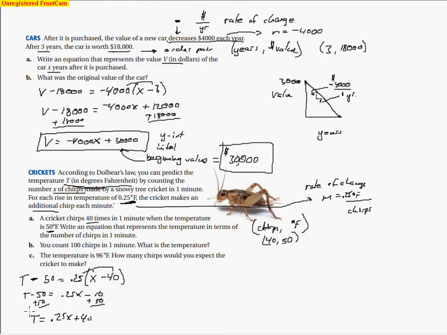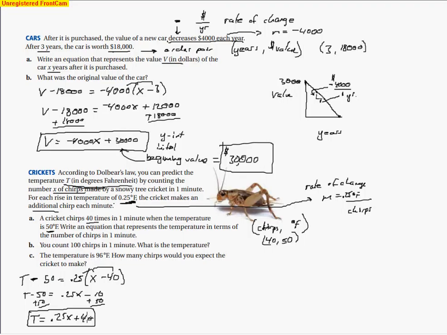And so this is the equation for the temperature for the snowy tree cricket in degrees Fahrenheit. It starts at 40 degrees. That means that we would have 0 chirps at 40 degrees.